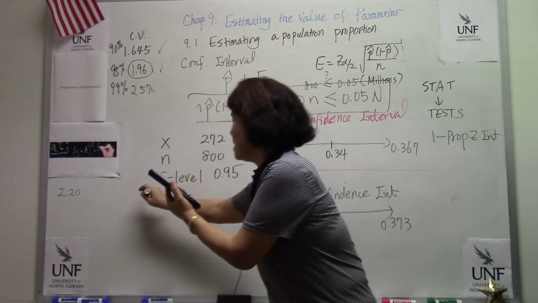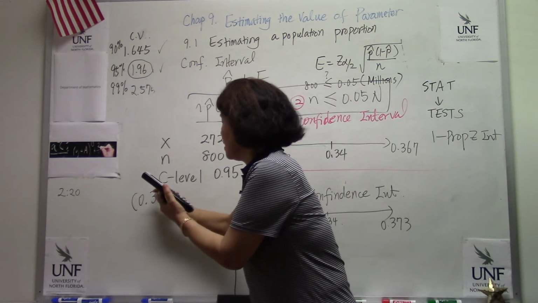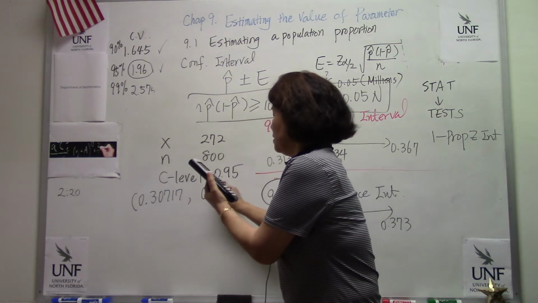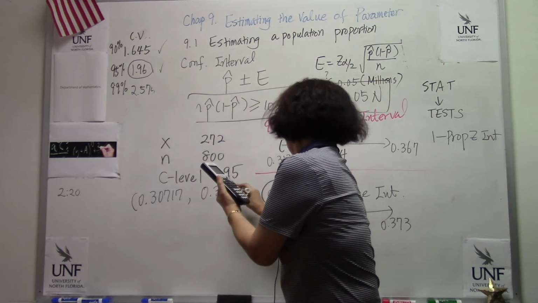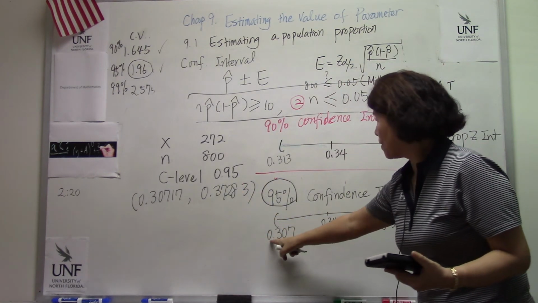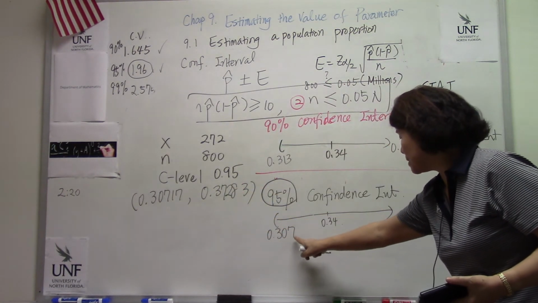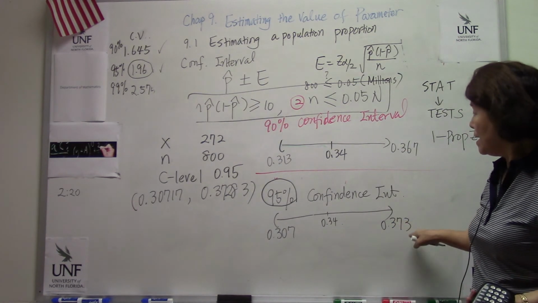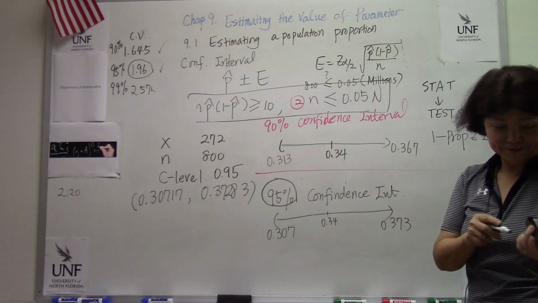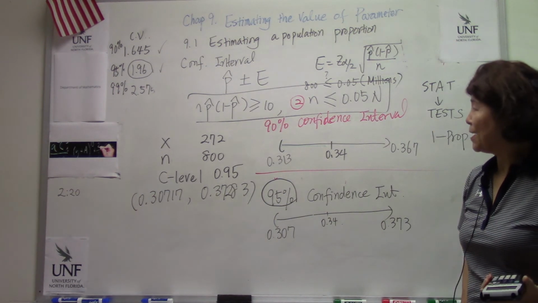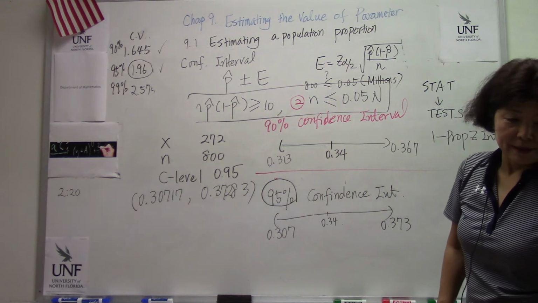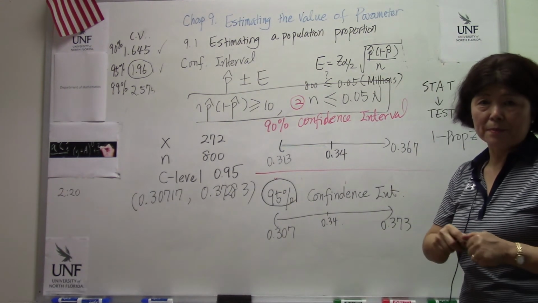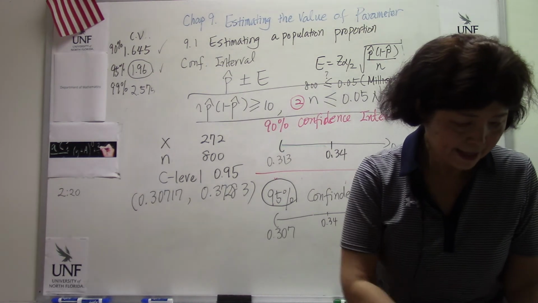Yes, I got instantly 0.30717 to 0.37283. So that's why over here 0.307, and this one we did kind of manually. So this is what you get. It's not too bad at all. So remember, this one we use the STAT button.